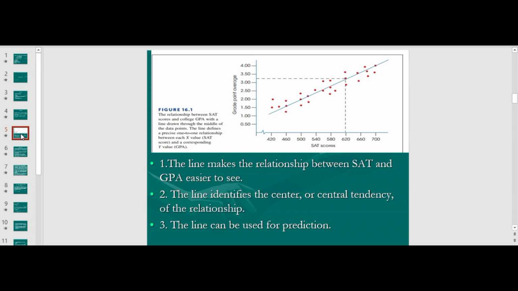Okay. This figure represents hypothetical data showing the relationship between SAT, scholastic aptitude test scores, and the college grade point average, which we also call GPA. Note that the figure shows a good but not perfect positive relationship. Also note that we have drawn a line through the middle of the data points, and this line serves several purposes. First of all, the line makes the relationship between the SAT and the GPA easier to see.